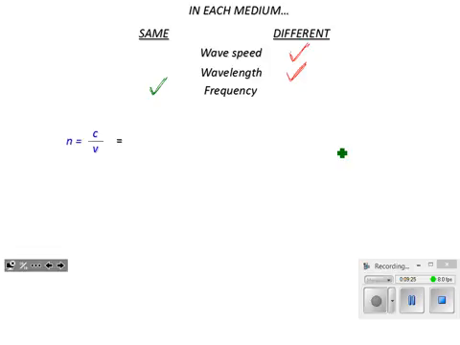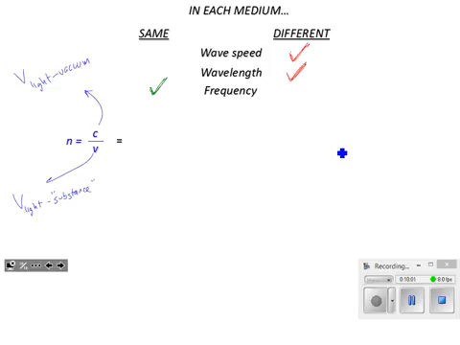Okay, so sure, n is c over v. That's our definition of what the index of refraction is. It's the ratio of the speed of light in a vacuum, v light vacuum, and this is v light substance, the speed of light in something other than a vacuum.